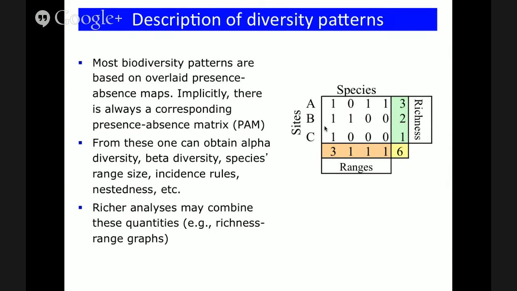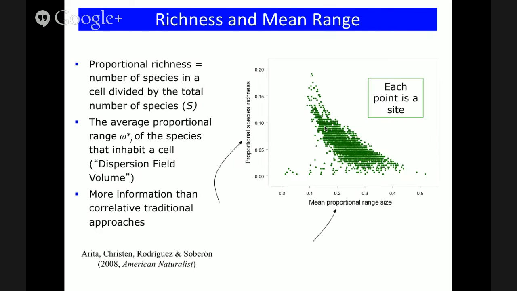However, there is something else that we can extract from the presence-absence matrix that can be richer. Something where we combine richness and range in one graph, and that's what we call the range diversity plots. So this is what I'm showing right now. If we extract the proportional richness of species per site, and the average proportional range of the species that inhabit one cell, what we call the dispersion field, and we plot them, we get this characteristic plot that we see here.